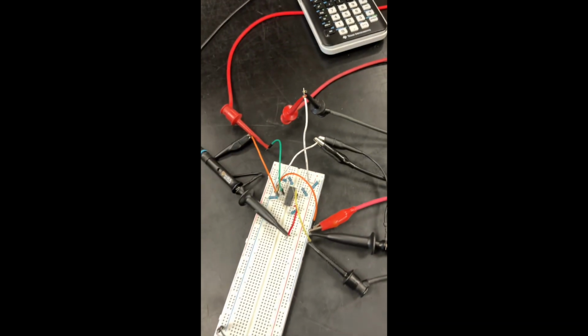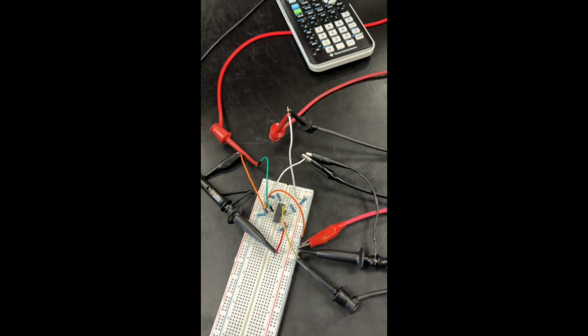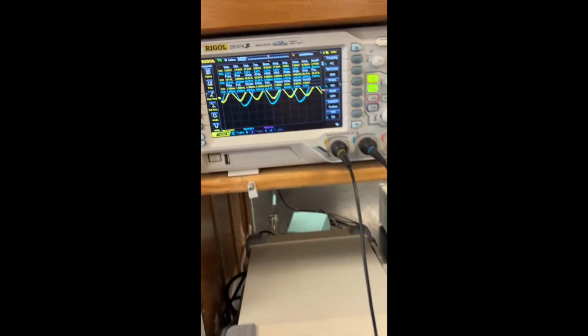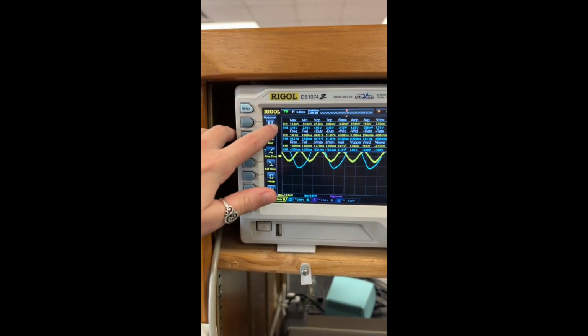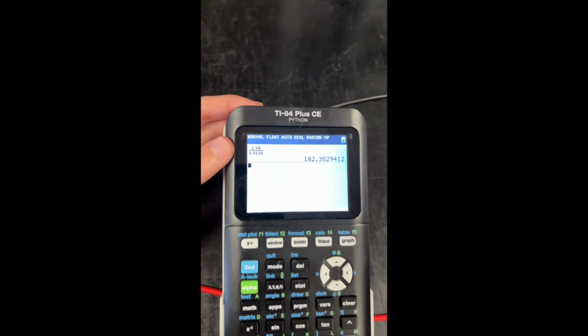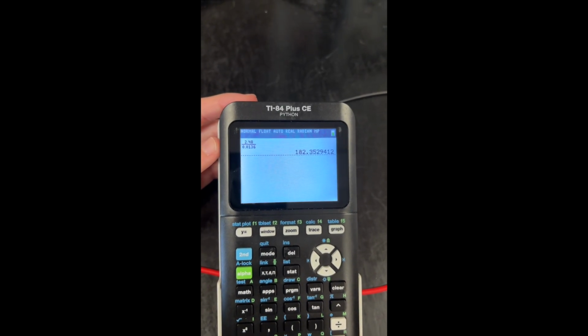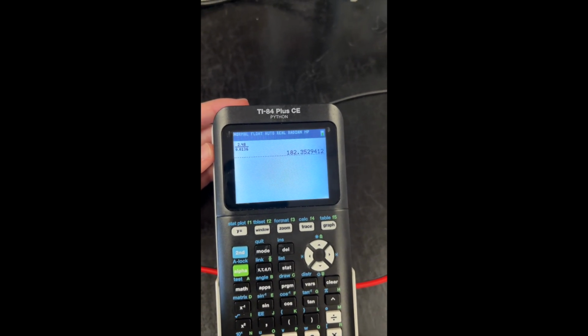When we do that, we are using our oscilloscope to measure the input versus the output so that we can calculate the gain. Here we can see that our input max is 13.6 and our output max is 2.48. So when we calculate for the gain, we get a gain of 182, which is somewhat close to our simulated gain of 200.